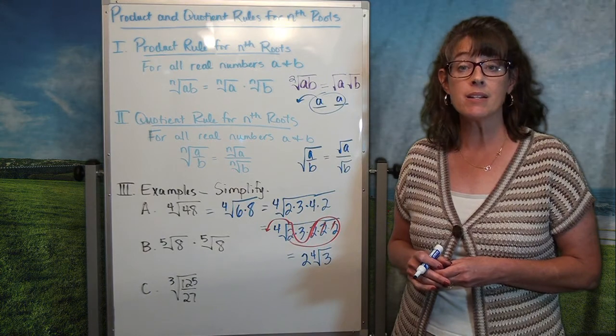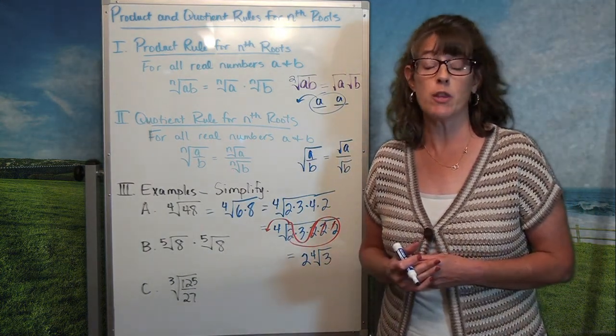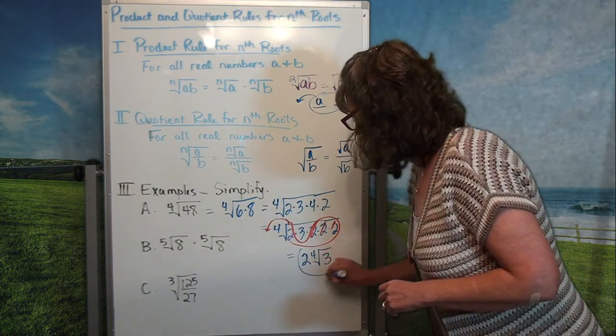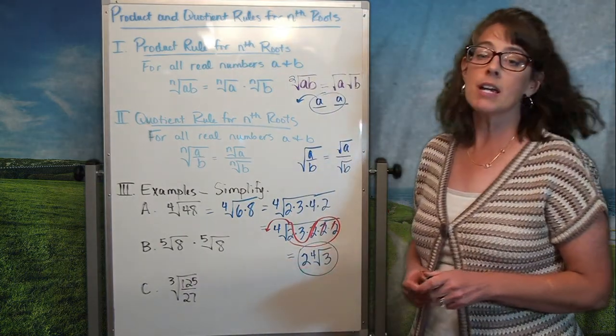because I can't think of a number that I can multiply by itself 4 times to create a 3, and that 3 only breaks up as a 3 and a 1. That doesn't help at all. So this is as simple as it's going to get. Now let's take a look at the next one.